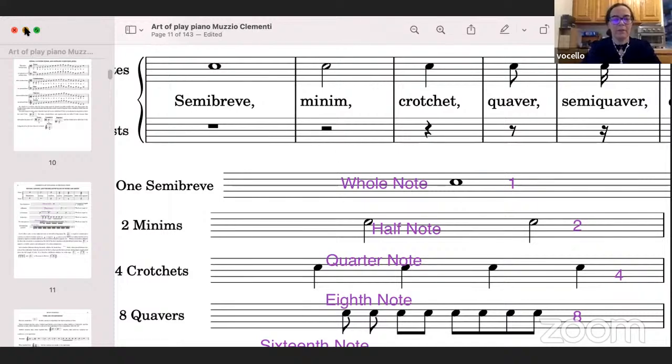Now C5, D5, E5, F5, G5, A5, B5, and C6, D6, E6, F6, G6, A6, B6, and C7.